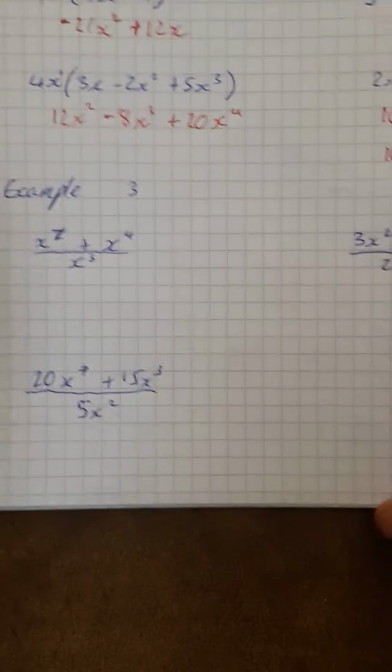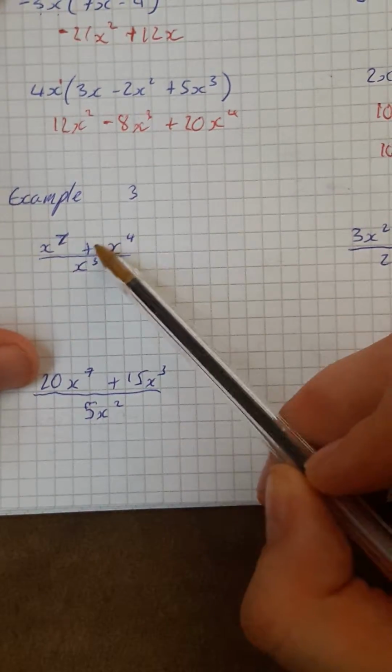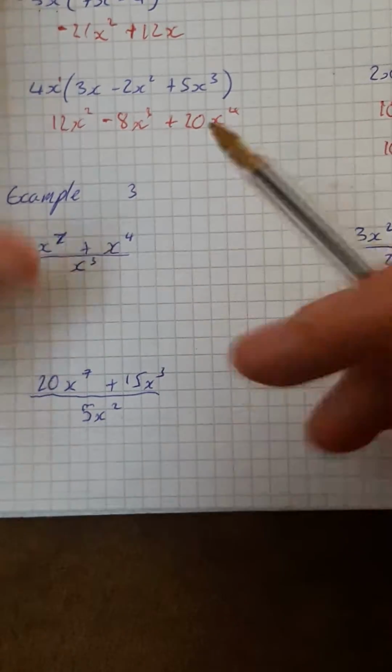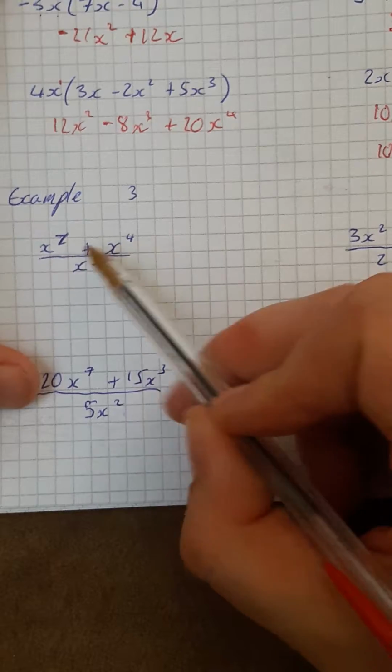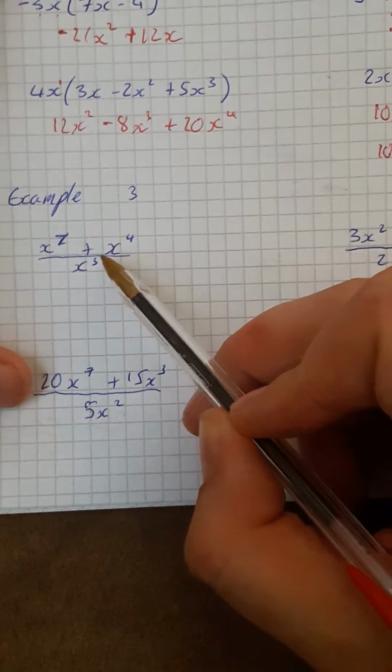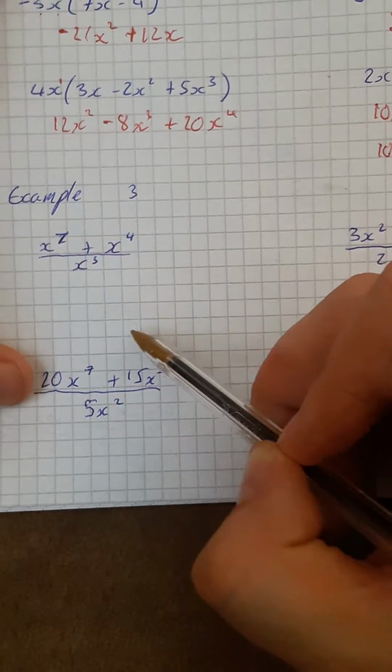So, example 3 then, what's important here is what we're doing is we've got x to the 4 plus x to the 7 plus x to the 4 divided by x to the 3. So if you can't see that, that is a 3. Now important, you can't do anything at the top. Right, x to the 7 plus x to the 4, you can't add them, right? They're completely different things. However, you can divide both of them by the x to the 3.